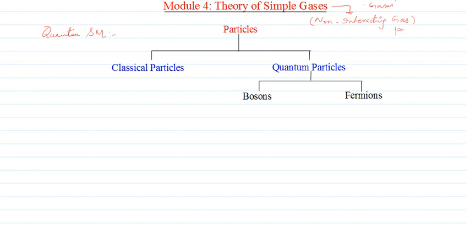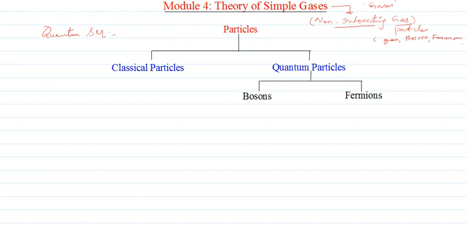So the particles can be classical particles like the gas molecules. It can be quantum particles such as bosons. It can be gas molecules as usually we consider. It can be fermions, etc. So we consider all these collections of particles, classical as well as quantum particles, as a system of non-interacting gas. And then we develop the thermodynamic behavior or statistical behavior of these collections of particles by applying the ensemble formalism. So that is what we call the theory of simple gases.